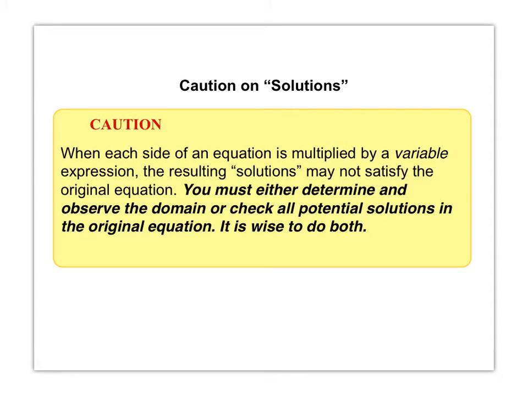Caution on solutions. Caution: when each side of an equation is multiplied by a variable expression, the resulting solutions may not satisfy the original equation. You must either determine and observe the domain or check all potential solutions in the original equation. It is wise to do both.